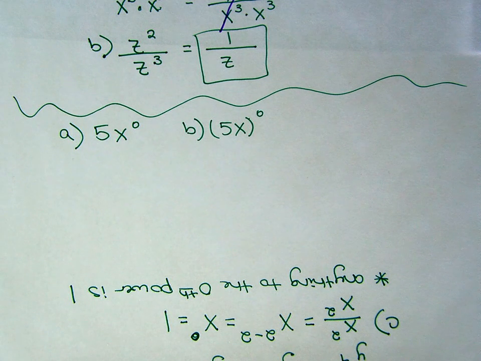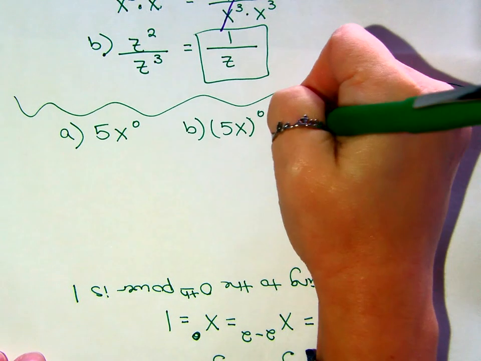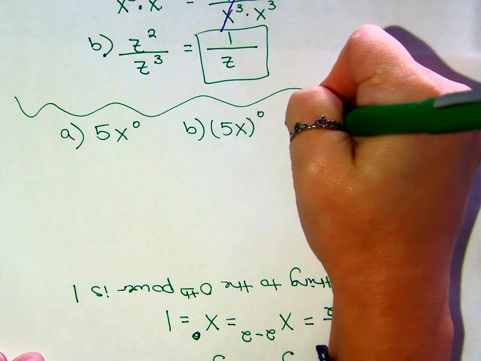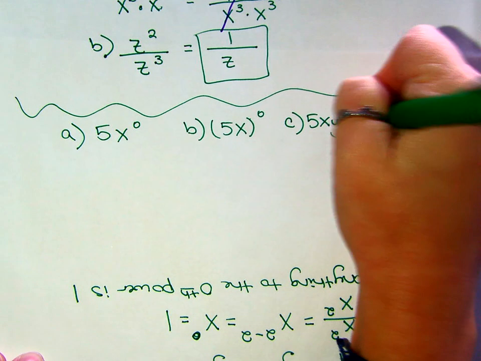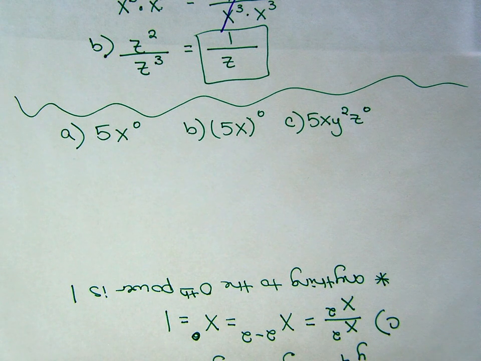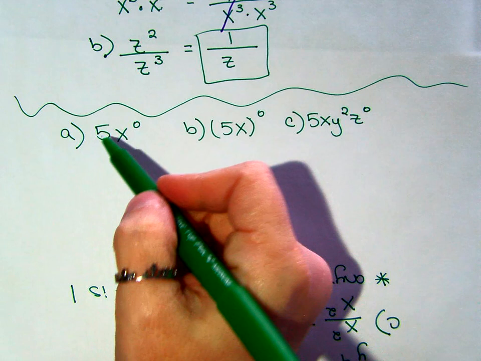Versus this one. When it comes to algebra, and especially when it comes to exponents, parentheses make a world of difference. A world of difference. The parenthesis is going to tell you what all is included or raised to a specific power. If there aren't parentheses, then the only thing being raised to the power is whatever is right in front of it. So for A, I have 5x to the 0th power.